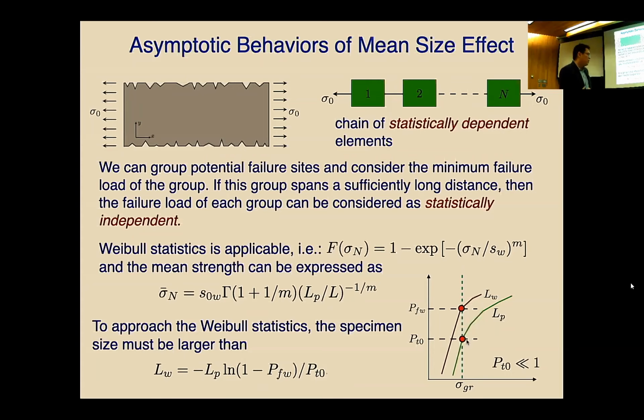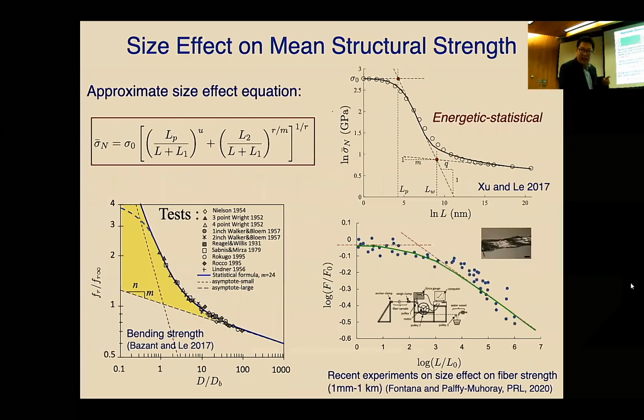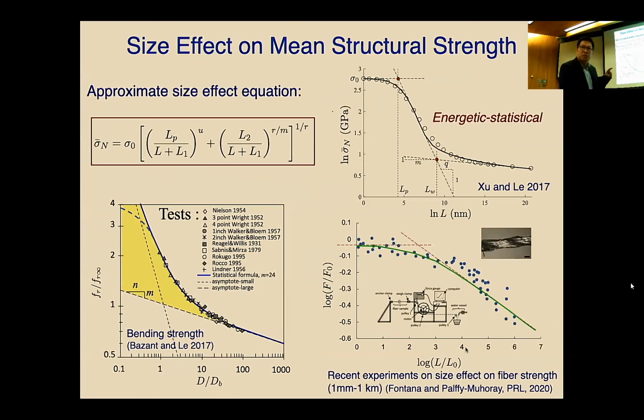So the bottom line here is that even though in the mean size effect you do see two length scales, LW and LP, the key length scale is still LP. LW is proportional to LP. The proportional constant depends on the tail extent of the power law. Okay, and also you can do more than that. You can approximate the size effect curve by a simple equation like this by asymptotic matching.